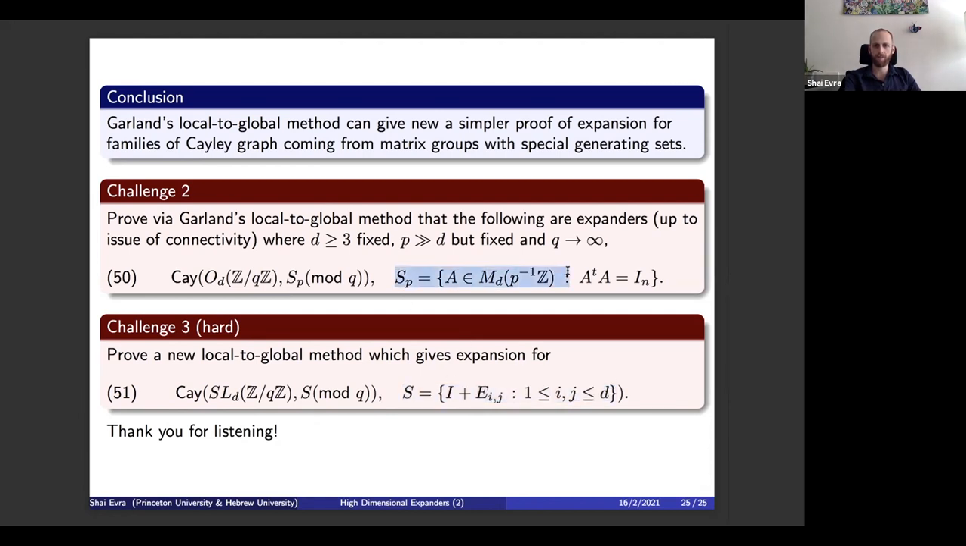You see, here we have a very large group, a very large set S_P. This set is not that large. You need to come up with another method to prove expansion via the local to global method. But this, I think, is part of what is now called the semidefinite programming method to prove spectral gap. This is going beyond Garland's method, beyond Zhuk, beyond Oppenheim. But I think there's room to be optimistic, to come up with a simple proof that these are expanders, again not going through Property (T) theorem.